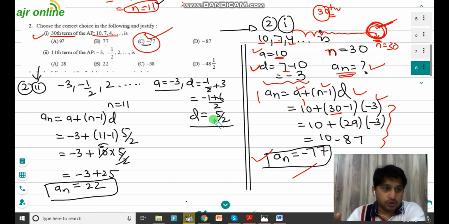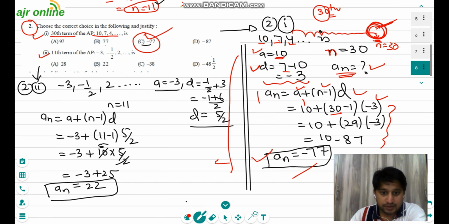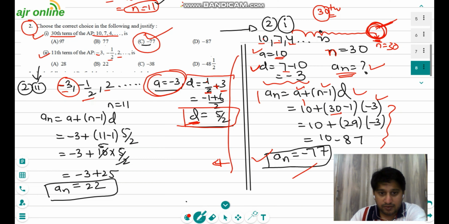So now, dear students, we are going to do the second part of the second question. The AP is minus 3, minus 1 upon 2, and so on. Very easy. The a is minus 3, and the d is what? d is minus 1 upon 2 minus, and it's already minus there, so minus minus becomes plus: minus 1 upon 2 plus 3 will come out to be 5 upon 2. So d is 5 upon 2.